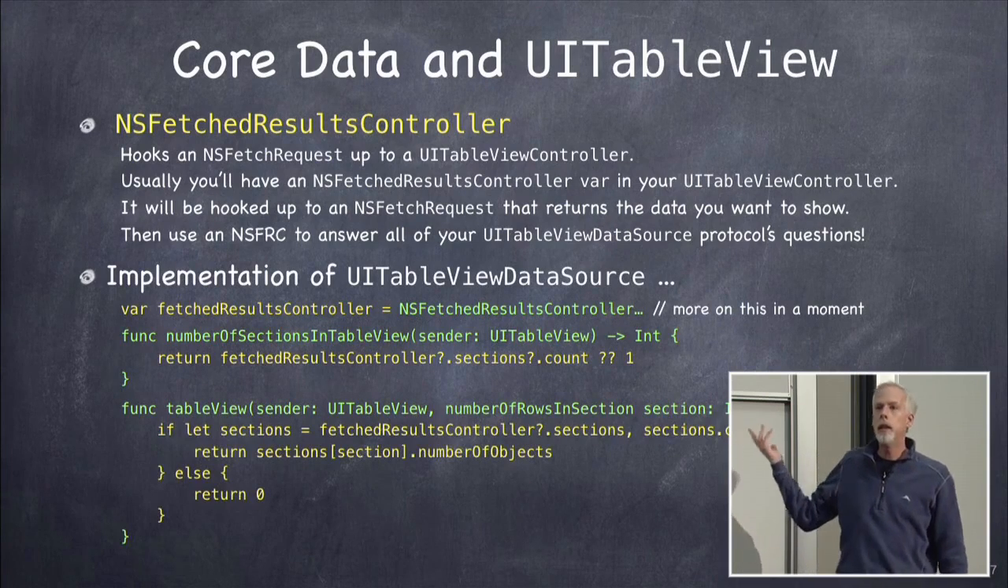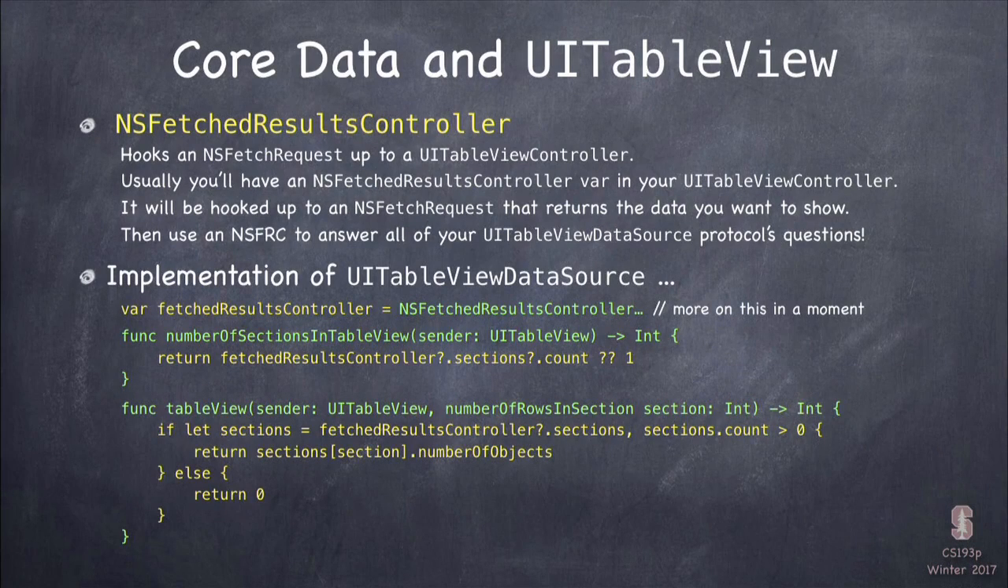In fact, this is what it looks like. This is the implementation that you're going to put into your controller when you have a fetched results controller. The first thing you're going to do is create a fetched results controller, and I'm going to show you how to do that in a moment. So you're always going to have a var called fetchedResultsController, and it's going to be of type NSFetchedResultsController. And when you have that var, now you can implement numberOfSections in tableView by saying return fetchedResultsController.sections.count. Okay, and there are a lot of optionals in there, so you'll default to one section.